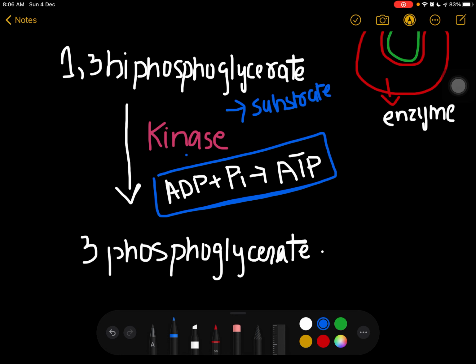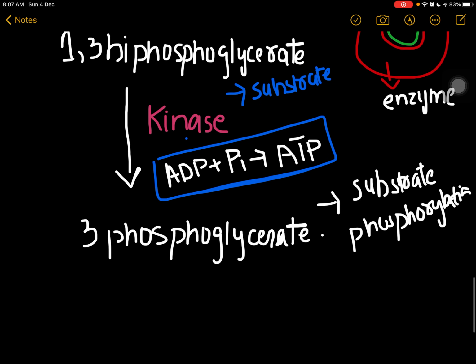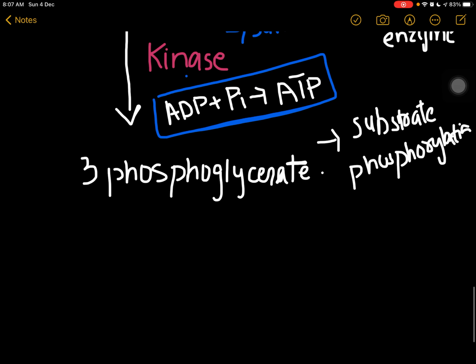Like for this phosphorylation, for this addition of phosphate, where did the phosphate come from? It came from the substrate. So that's why it is known as substrate phosphorylation. And in the last, only 3-phosphoglycerate came back, right? So I hope the concept is clear to you now, the concept of phosphorylation.